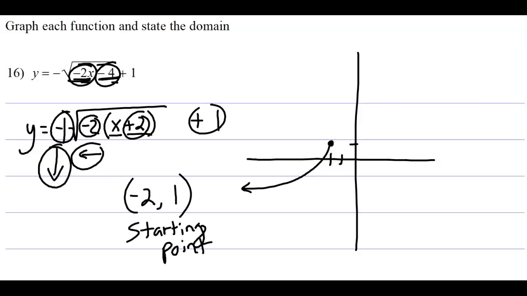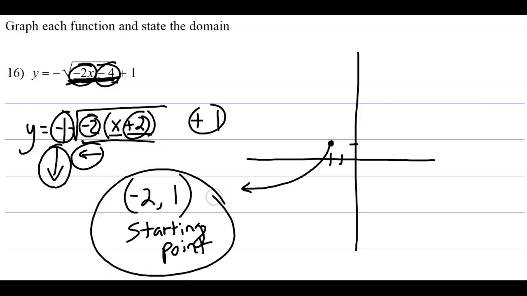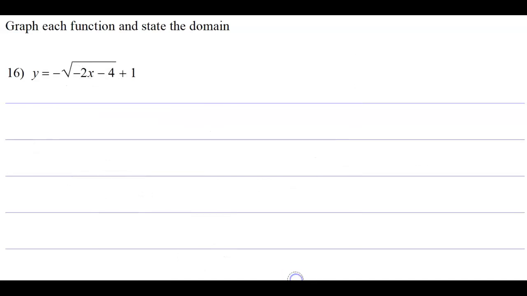So you got to make sure that you get your starting point right. So couple things. Anytime you have this here with a number here, you got to factor it out. Then you find your starting point, and then you use these two numbers to determine the direction of the graph. Let's go ahead and move on to number 16. Well, we already did 16. Let's do 18. All right.